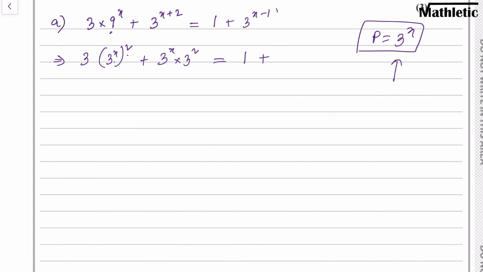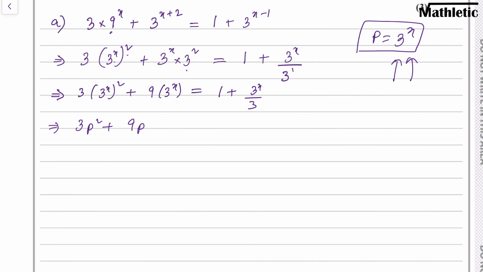On the right side, you can separate this one also, 3 to the power x by 3 to the power 1. Since we have a minus, these two terms will be divided. So (3 to the power x) whole square, 3 square is 9, 9 into 3 to the power x, 3 to the power x by 3. So I will just substitute p here. So this will be 3p square, 9p, 1 plus p by 3.